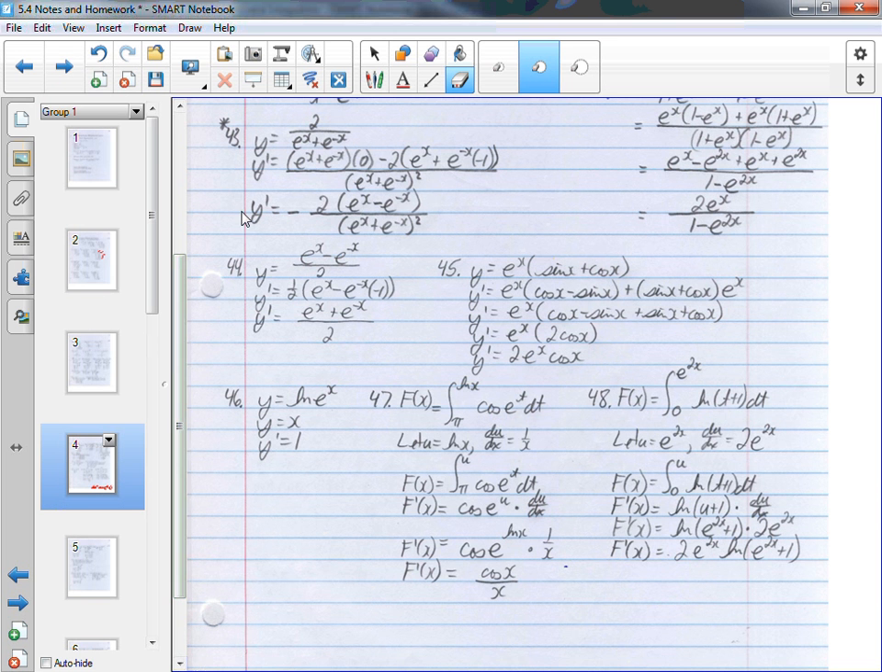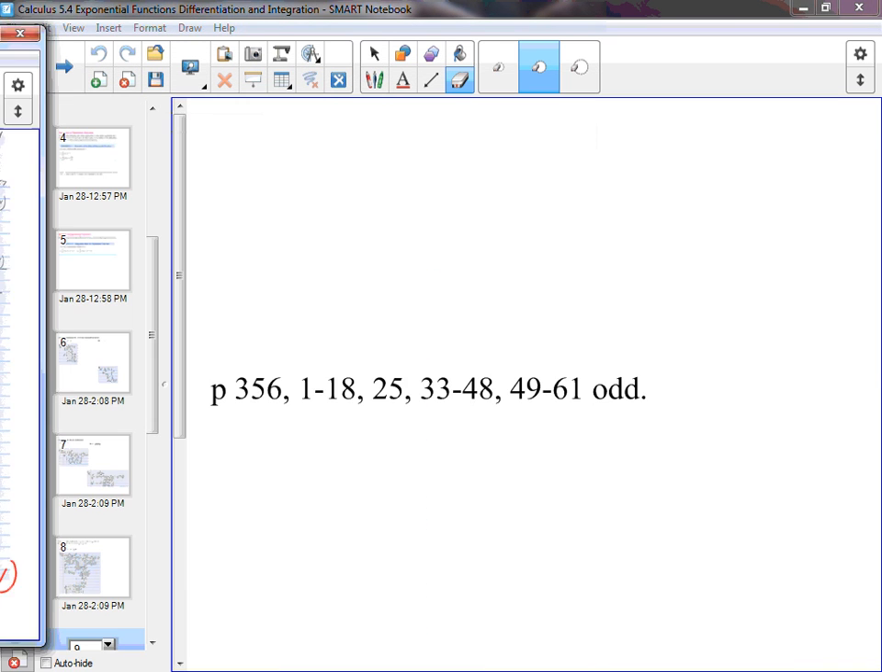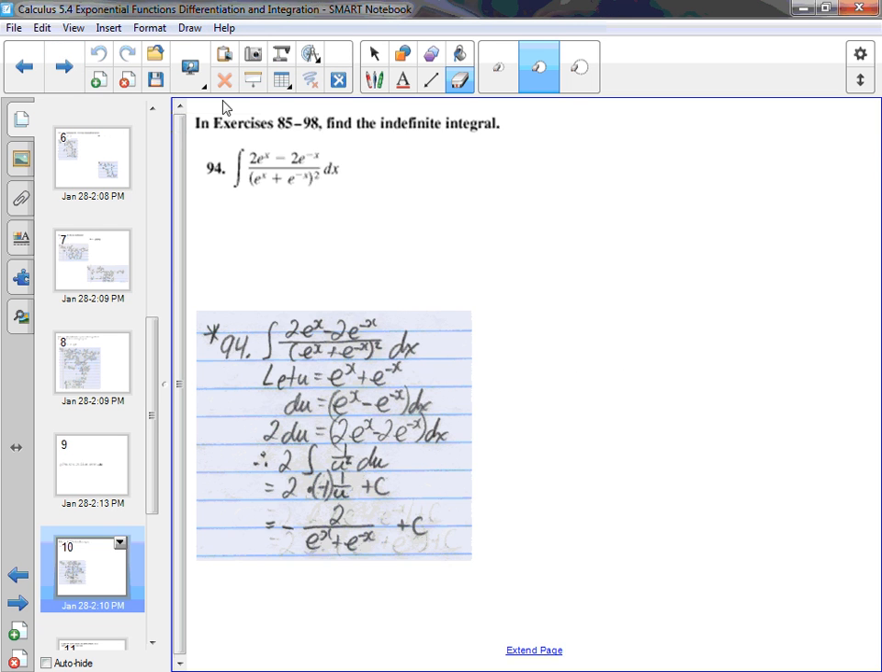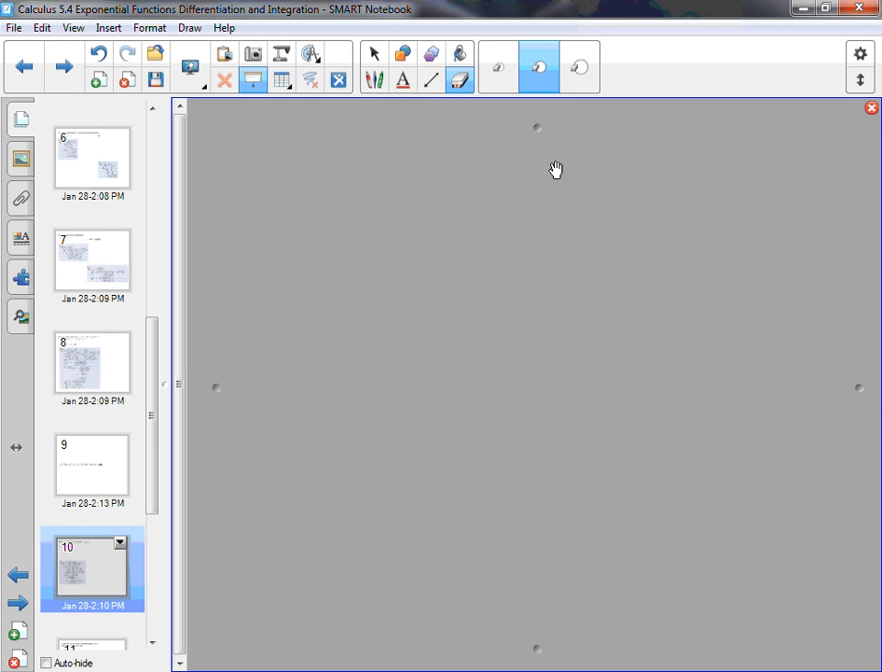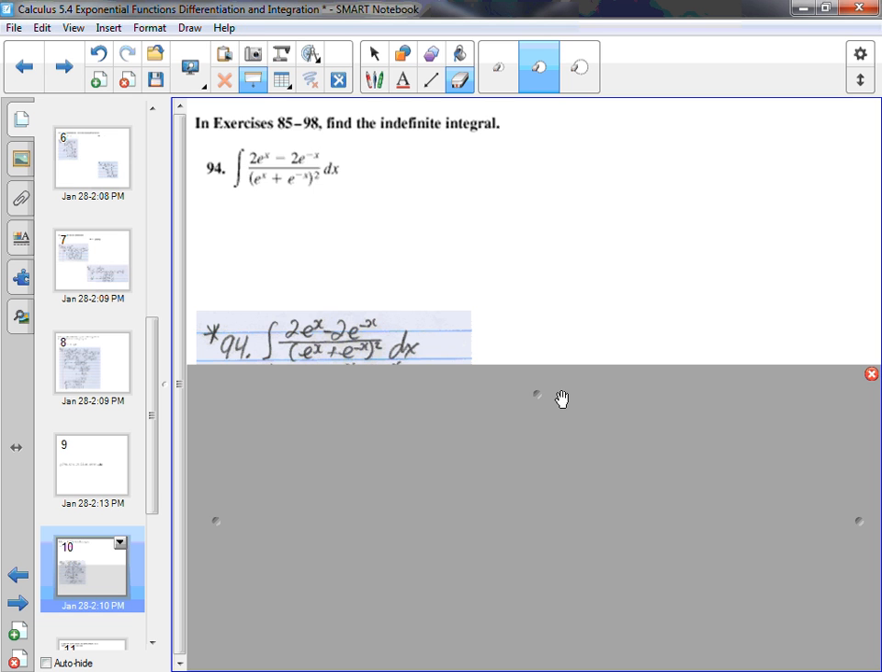Okay. I've got a couple more examples to show you. So let's take a look at number 94. On 94, they want us to find the indefinite integral. So remember that the integral of e to the x dx equals e to the x plus c. The integral of e to the u du equals e to the u plus c.